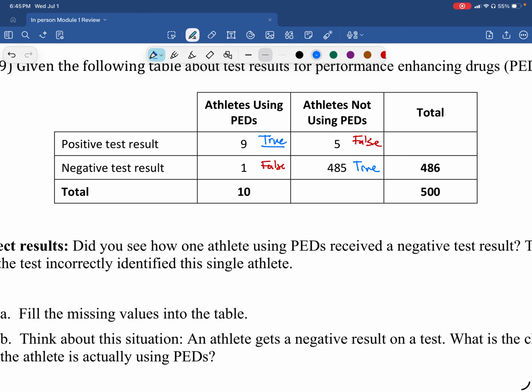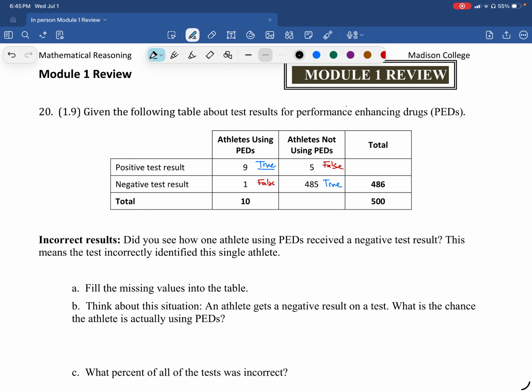Granted, I should have checked the questions. One thing they're asking is to fill in the missing blanks of the table. So, these are subtotals. So this is 9 plus 5, which is equal to 14. And here we have 5 plus 485, and that is equal to 490. And we can check 10 plus 490 is 500, and 14 plus 486 is also 500. So all of our numbers are true.